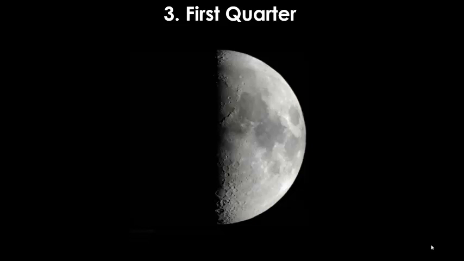The moon is now 1/4 of its journey around the earth. It appears as half lit. This phase is called the first quarter.